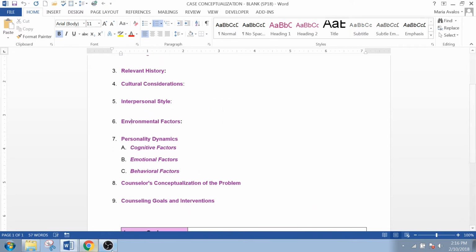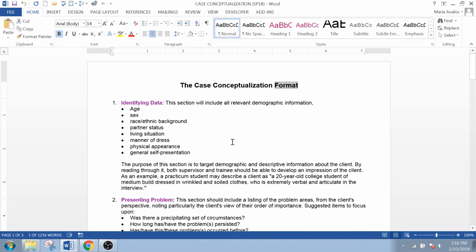Let me take you back to the other one, and I'll give you some more details of what I'm actually expecting in each area. So identifying data is just that. What is the objective information that you have? What age is your client? Are they gender specific? Also meaning, have they come in as someone who may have been born male but is transitioning to female, etc.? So sex can cover a lot of different things.